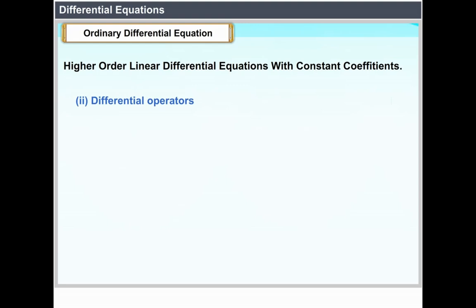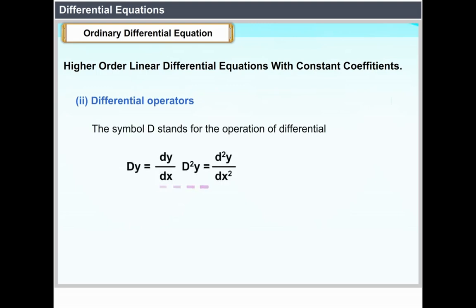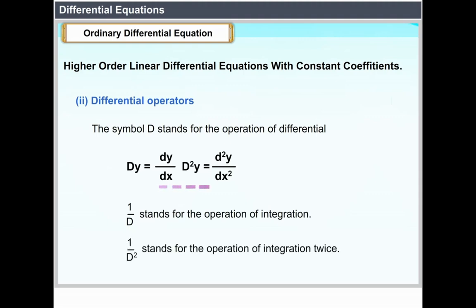Subdivision 2. Differential operators. The symbol capital D stands for the operation of differentiation, that is, Dy = dy/dx, D^2 y = d^2y/dx^2. We need to use capital D here and small d there; those learning this chapter can easily understand. 1/D stands for the operation of integration. 1/D^2 stands for the operation of integration twice.